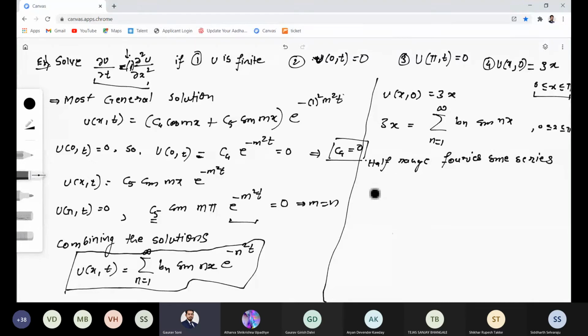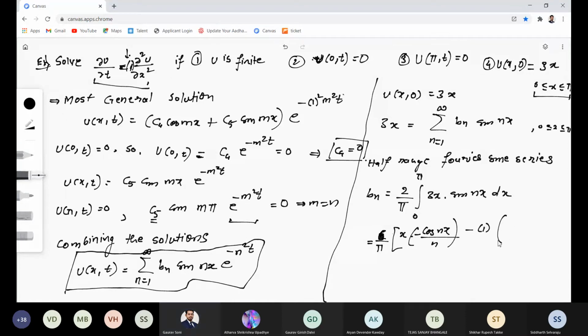So for half range Fourier sine series, bn is given by 2 by pi integral 0 to pi. What is our f of x, which is 3x, sine n pi x by pi. So this will be sine of nx dx. So this is 2 by pi. That will become 6 by pi, the integration: x as it is, integration of sine nx minus cos nx by n, minus derivative of x, which is 1, integration of minus cos nx, that will be minus sine nx on n square, from 0 to pi.